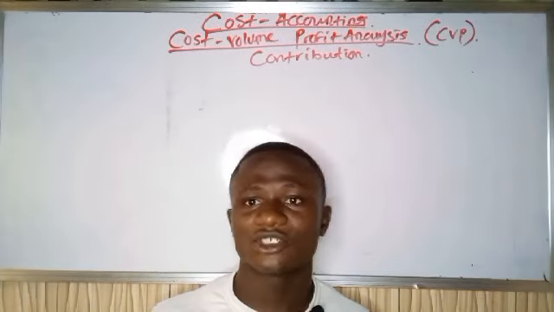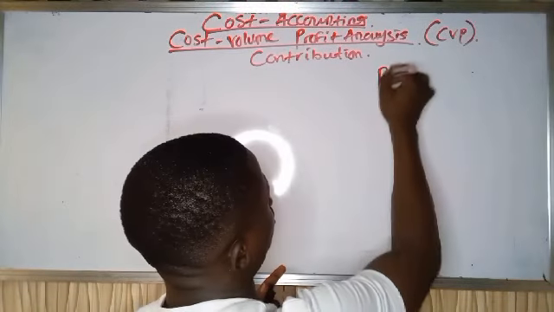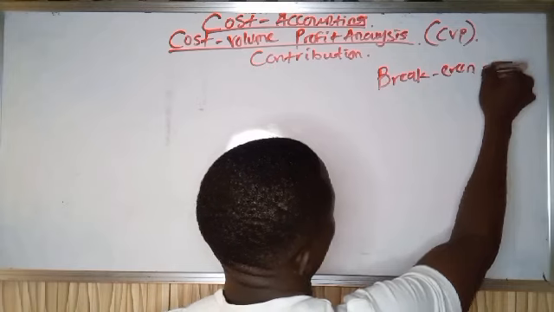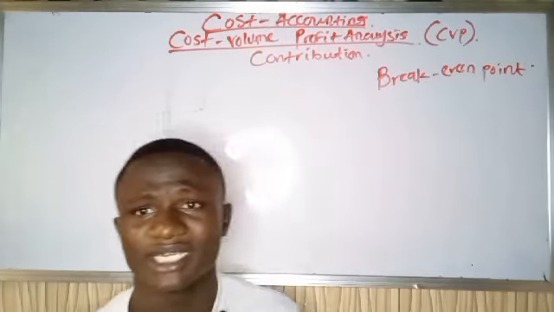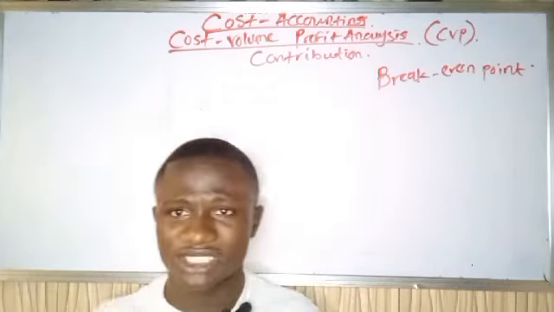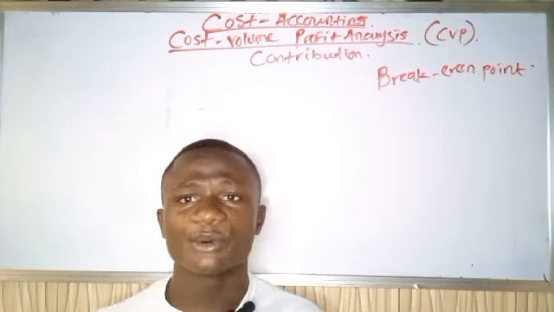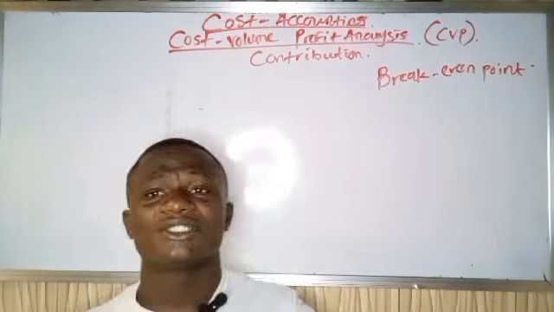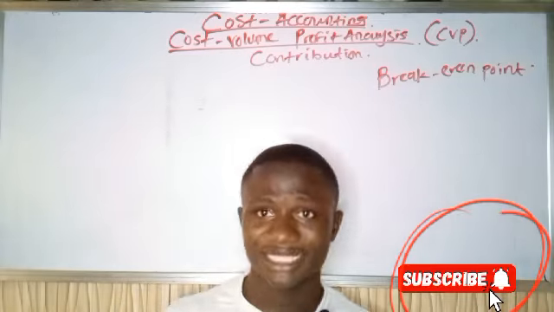Now, let me start with break even before I explain contribution. There's something we call the break even point. What do we mean by break even point? Break even point is a point where a business is not making loss and is not making profit. What do I mean by that? That means that the total cost of production is equal to the total revenue that they generate.